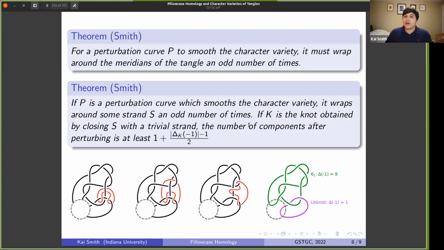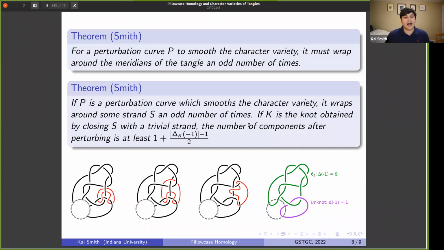And for all the computations of pillowcase homology before, which were mostly on two bridge knots and torus knots, pillowcase homology had been computed for particular decompositions and particular perturbation curves. All known computations had the same pillowcase homology as the singular instanton homology. So it seemed somewhat likely that the definition of the pillowcase homology is independent of these choices.